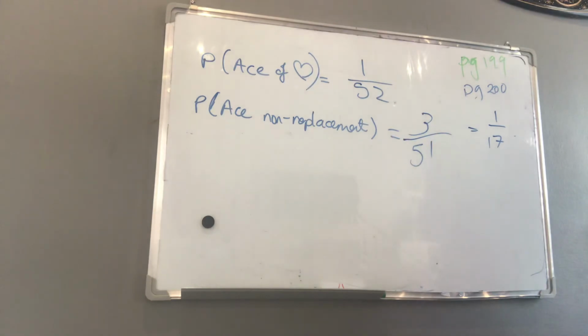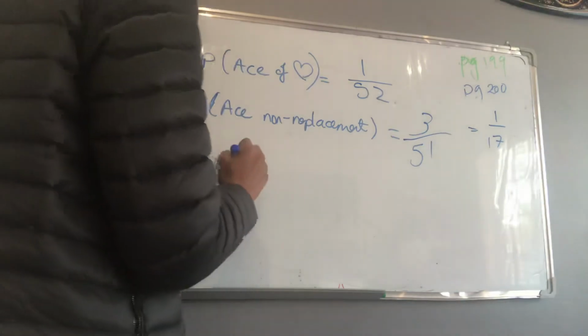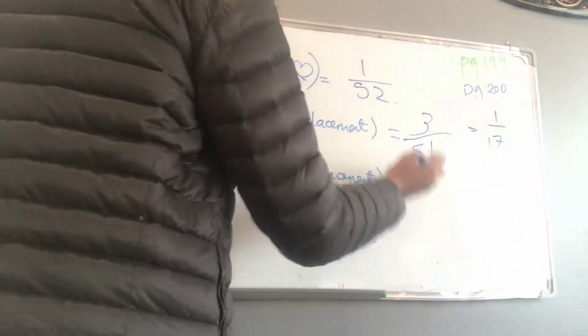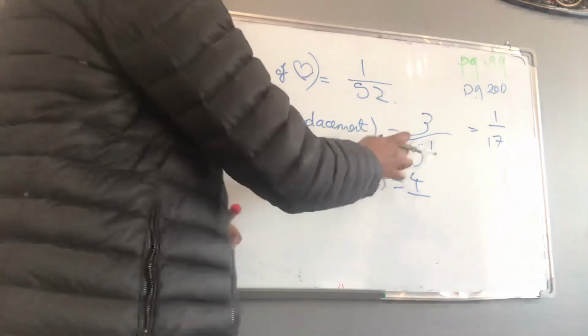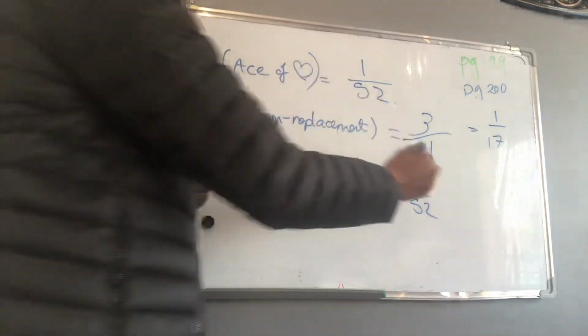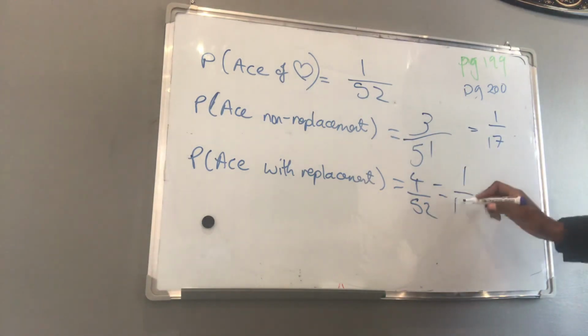The next question says, what is the probability that your friend standing next to you picks an ace out of the deck after you put the ace of hearts card back into the deck? Okay, so now this is the probability of an ace with replacement. Now I've put the card back in the deck. So how many aces are in the deck? There are 4 aces now because I put my ace of hearts back into the deck. What's the total number of cards in the deck? It's now 52 because I put my card back into the deck. So it's 4 out of 52, which can be simplified to 1 over 13.